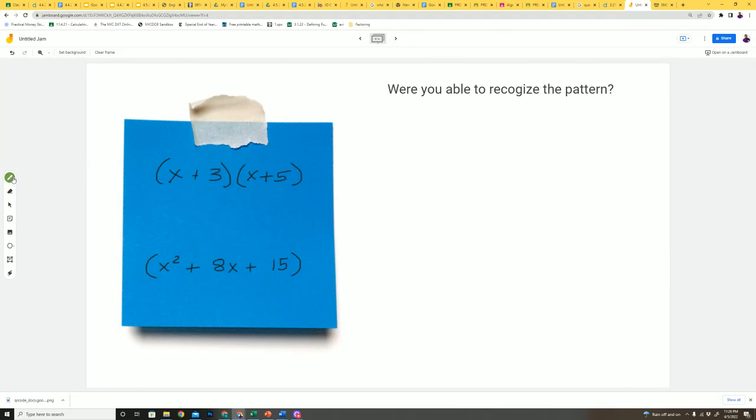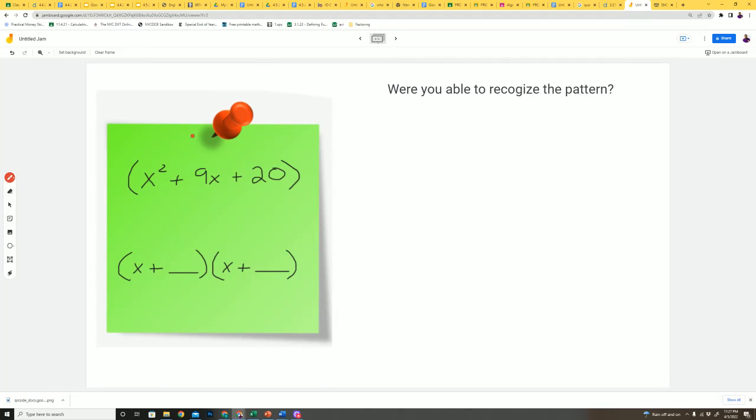Does the pattern hold? So, what's the relationship between the 3, the 5, and the 8? So, we have 3 and 5. Well, if we add these together, we'll get this 8 over here. Now, does the same pattern hold for the third term? We have 3 and 5. If we multiply 3 times 5, that will give us 15. So again, we see that we add these terms together to get the second term, and then we multiply these terms together to get the third term.